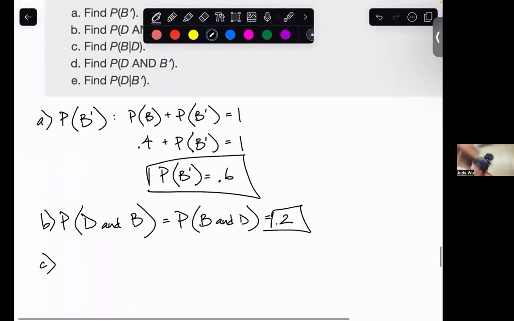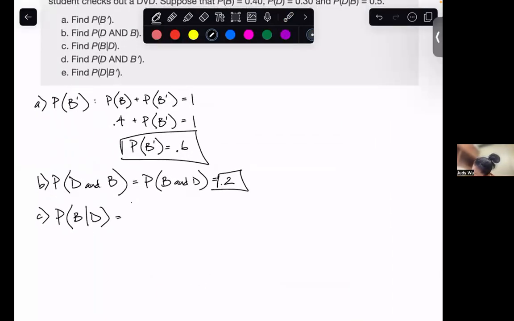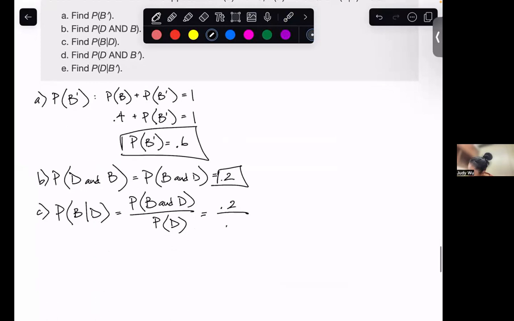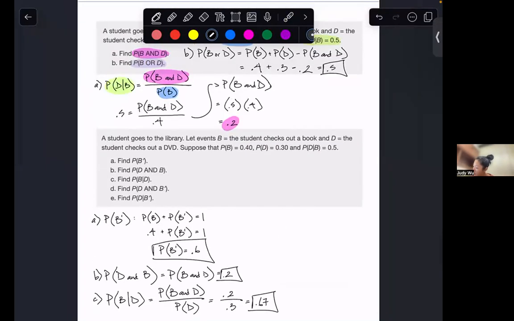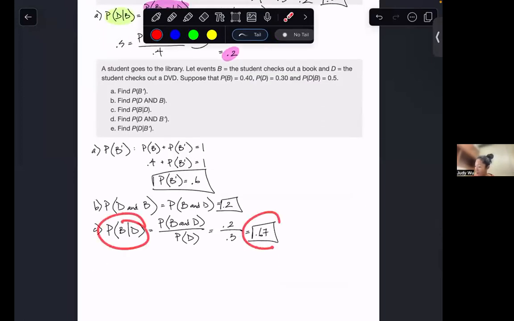All right, let's take a look at C. It says find P of B given D. Now, earlier, I noticed that they gave us the probability of D given B, but we can't assume that this one is the same. So in this case, order does matter. And in fact, I have to go back to that equation that says probability of B and D divided by the probability of that second one, D. And if we plug in the numbers we have, we're going to have 0.2 divided by, let's see, the probability of D is 0.3. And so we end up with a probability of 0.67. And so we can see that this is different from finding the probability of D given B. So when we change the order, we actually get a different answer.